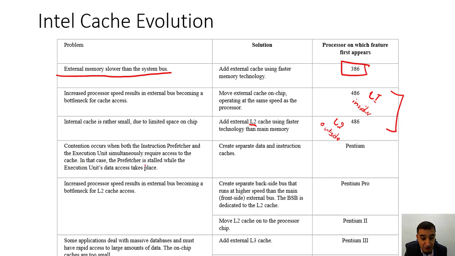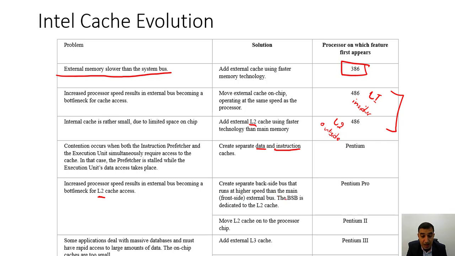In that case, the prefetcher is stalled while the execution unit accesses the data. So what is the solution? Create 2 separate caches, one for data and one for instructions, in the Pentium. Then in the Pentium Pro, increasing the processor speed results in the external bus becoming a bottleneck for the L2 cache. The solution is to create a separate backside bus that runs at a higher speed than the main bus.